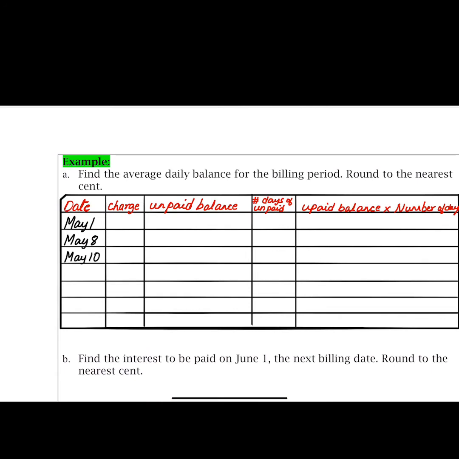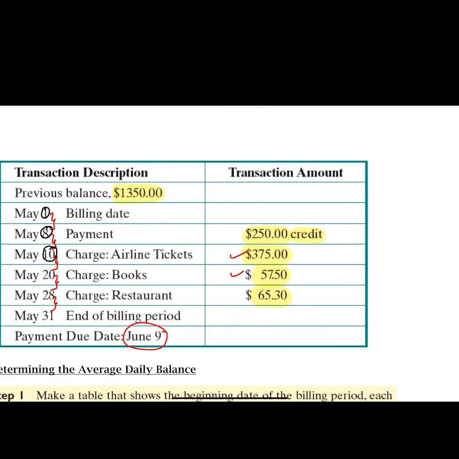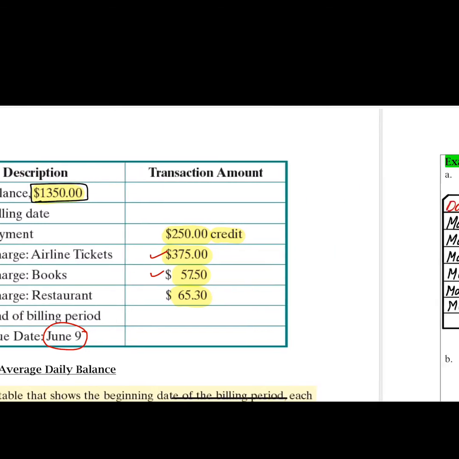Okay? The next date is May 10th. That's when the charge was made. And then the next day is May 20th. That's when another charge was made. And the next one is May 28th. And there was no charge. But I also have to write when the month ends, which is May 31st. Okay? Now I'm going to go ahead and write the charges. May 1st, he did not make any charge, but there was an unpaid balance of $13.50, right? If you go back and see, there is an unpaid balance of $13.50.